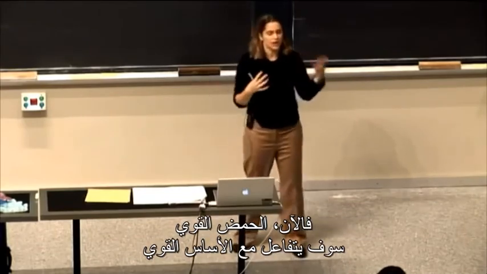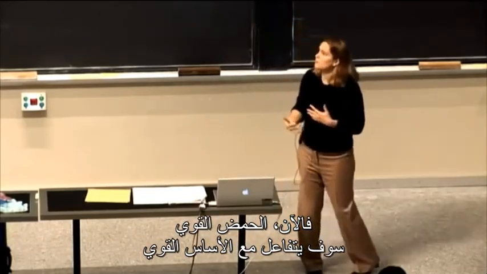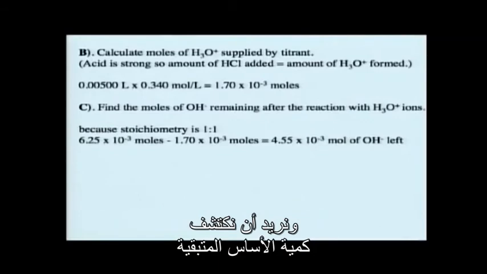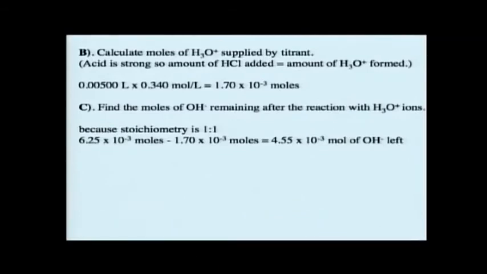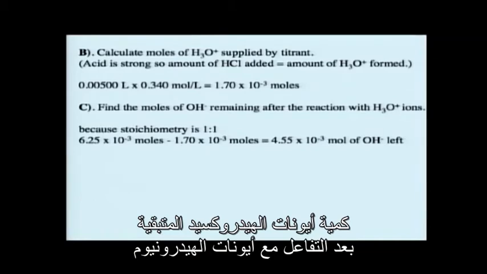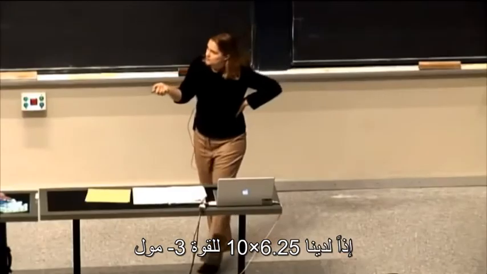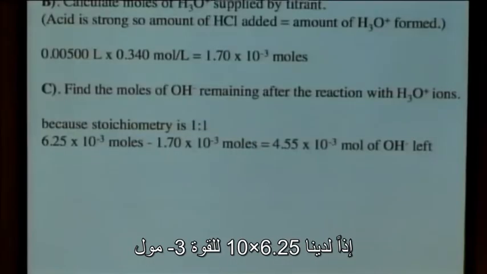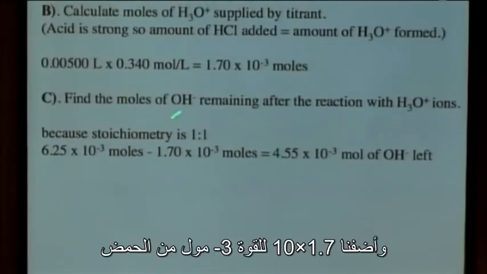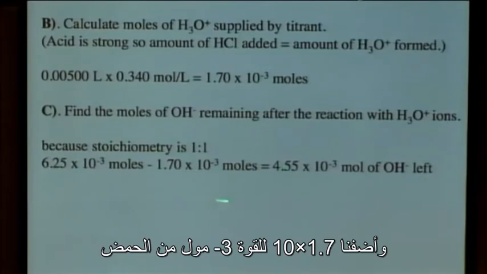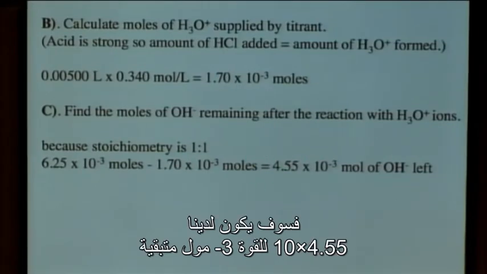So now the strong acid is going to react with the strong base, and we want to figure out how much of the base is left, how much hydroxide ion is left after it reacts with the hydronium ions. So it'll react 1-to-1. So we had 6.25 times 10 to the minus 3 moles, and we added 1.7 times 10 to the minus 3 moles of the acid. So we're going to have 4.55 times 10 to the minus 3 moles left.